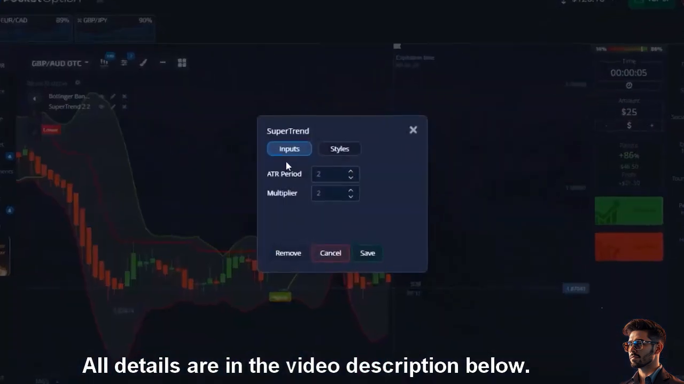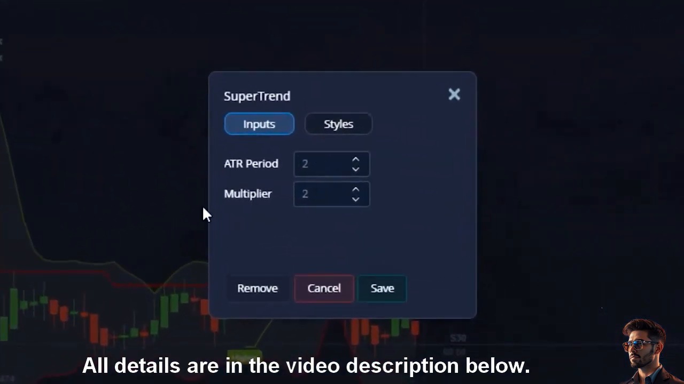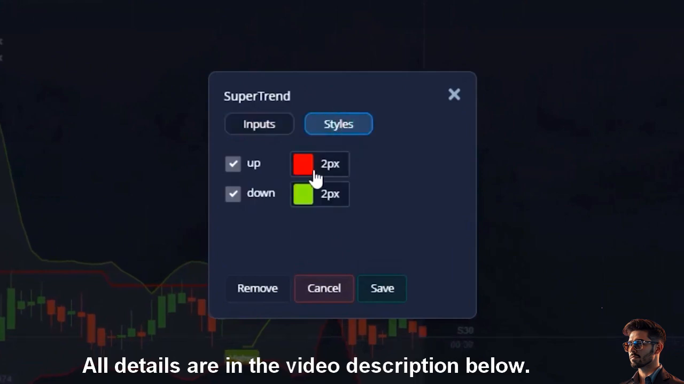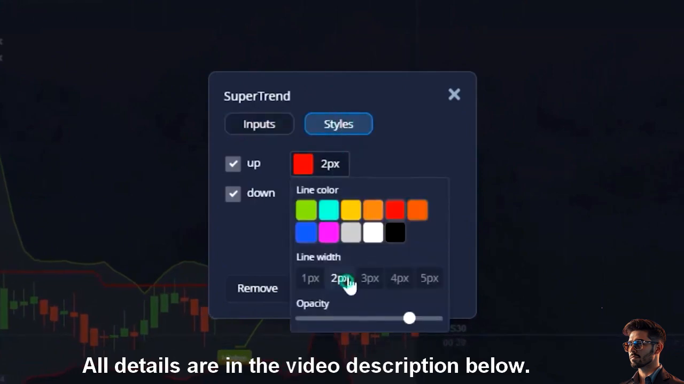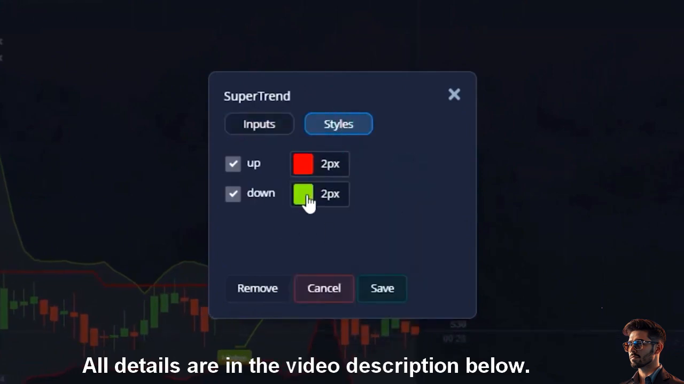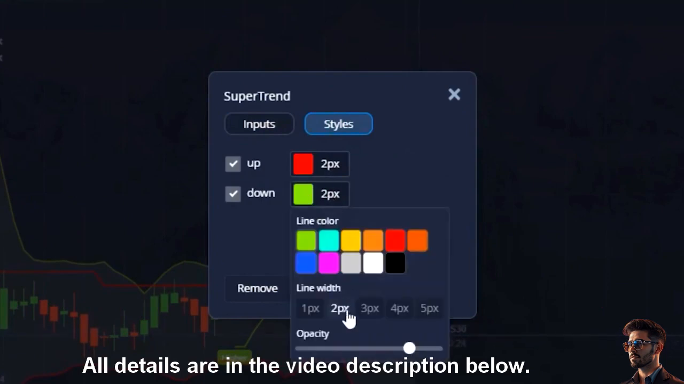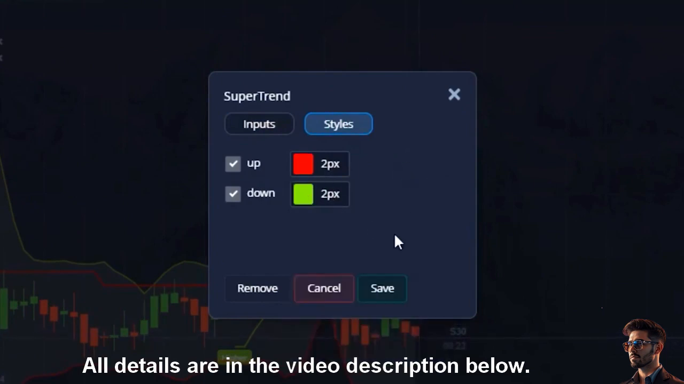The second indicator is Super Trend with an ATR period of 2. The multiplier is 2. On the style part here, make sure that the up is red and take your line to be on 2 pixel. On the down part, make sure that the color is green. And of course, you have to take it to be on 2 pixel.